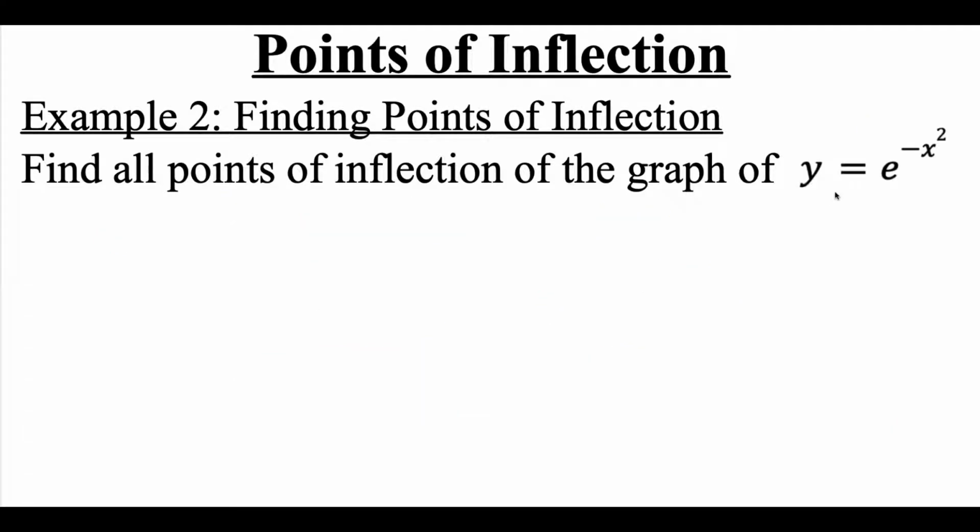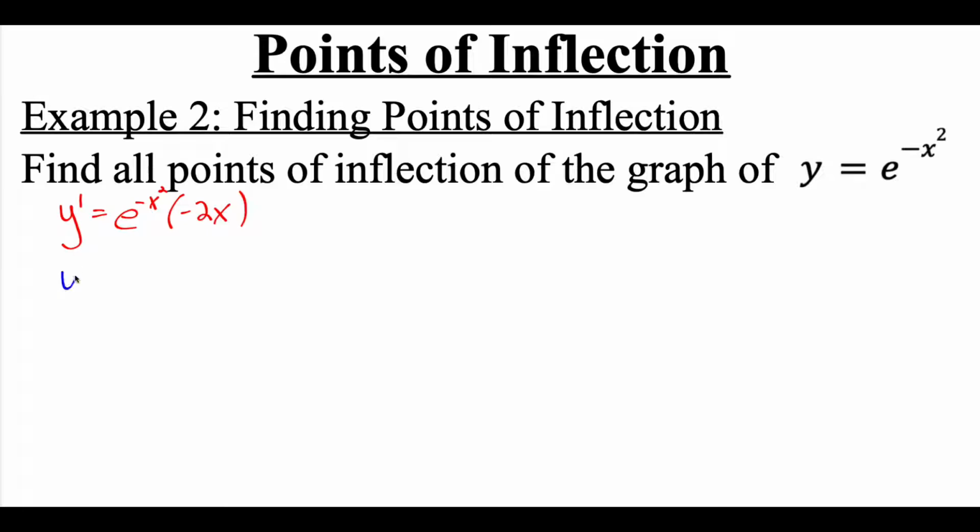Now, taking a look at this example, we're going to find the points of inflection for the function y equals e raised to the -x squared. So the first thing we're going to have to do is find the second derivative. The first derivative, this is an e exponential, so when we do its derivative, it just stays the same. So we get e to the -x squared. But because there's extra stuff happening in that power, then we have to do the chain rule. So if we do the derivative of -x squared, we're going to get -2x. So that's the first derivative.